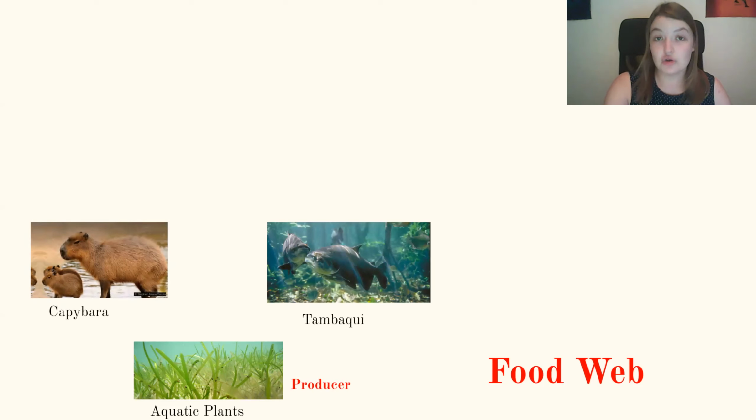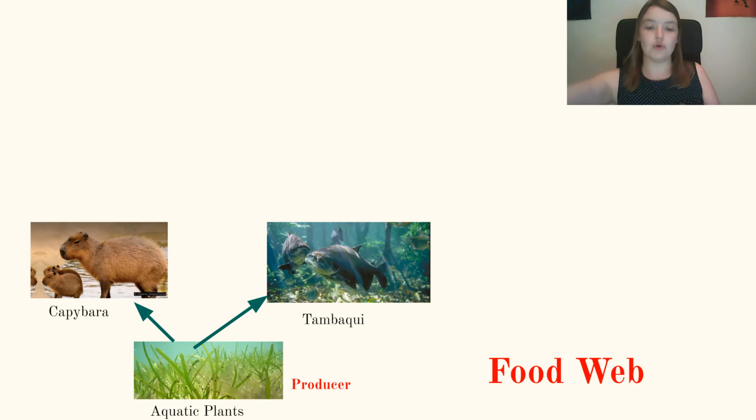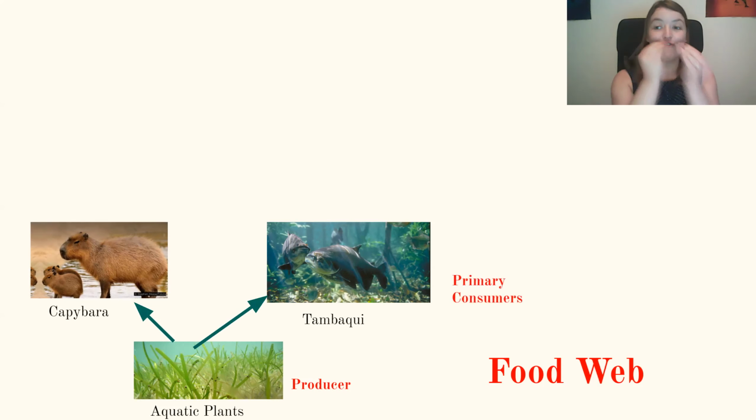Now, we have two consumers here that eat the aquatic plants, the tambaqui and the capybara. One is an animal whose habitat is the river, and one is an animal whose habitat, the place it lives, is the river bank and the rainforest floor. They both eat the same plant. So the energy from these aquatic plants will move from the plant to our primary consumer.